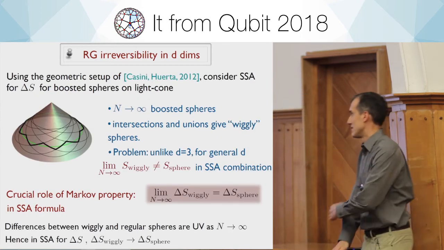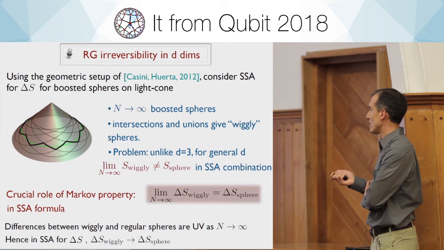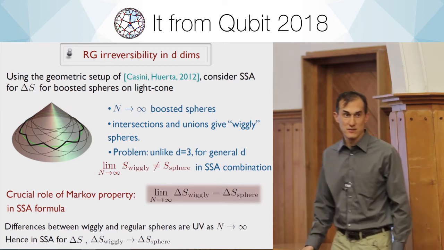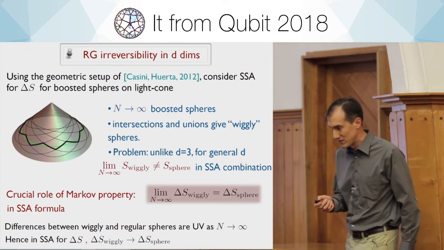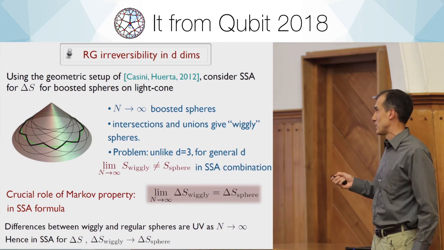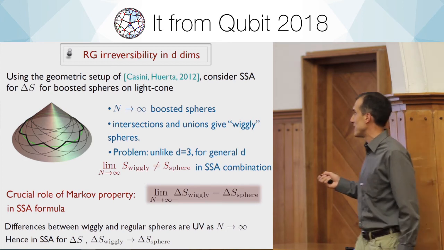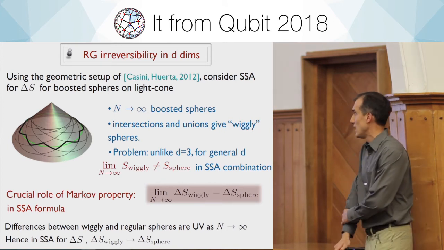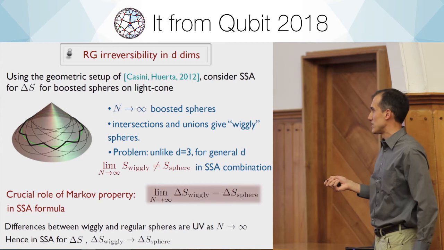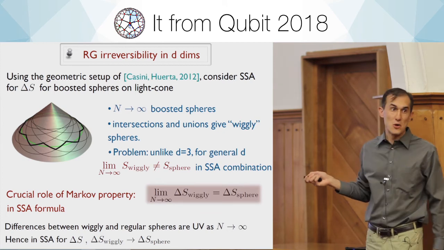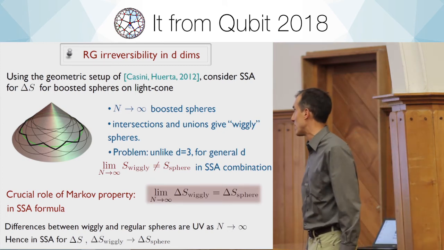Now, this is the last part of my talk. So now I want to use the result to establish the RG irreversibility in d dimensions by deriving a formula that will contain all these partial results. And for this, we are using the geometric setup that was invented by Horacio and Marina around 2012 when they proved the F theorem from a QFT point of view. And there, remember, they basically considered this light cone, and then they thought about all these boosted spheres on the light cone, and they took intersections and unions to consider the strong subadditive inequality.